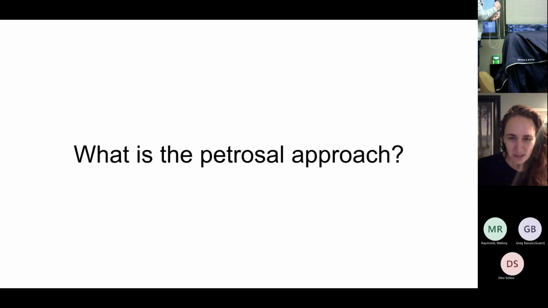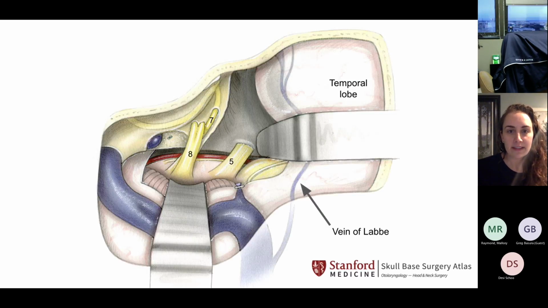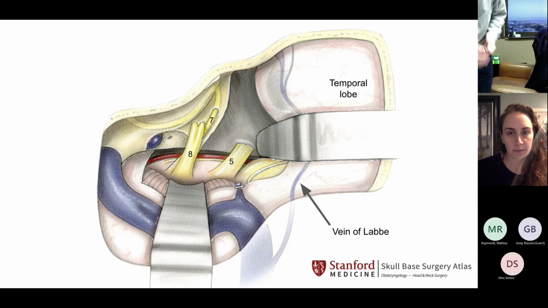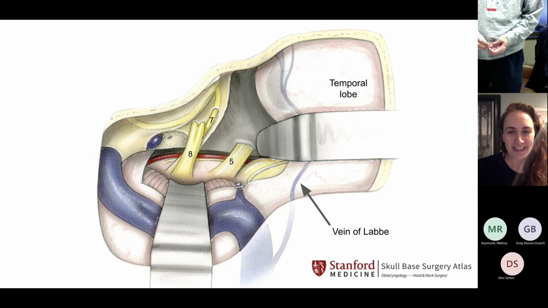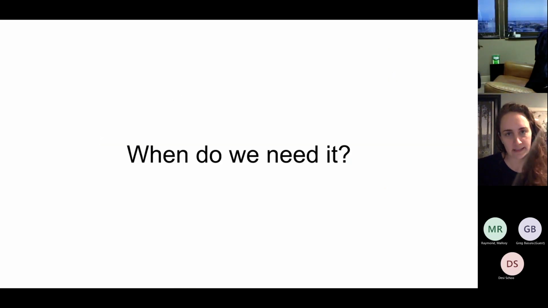So just to begin, just to give you an idea of where we're going today, this is one of the versions of the Petrosal approach that we'll be discussing today. This is showing you where we will end up. This is the trans-lab version of the Petrosal approach, which shows access to the petroclival junction, which is the goal for this approach. So before we jump all the way there, let's talk about a little bit of background. So when is this approach necessary and why do we use it?